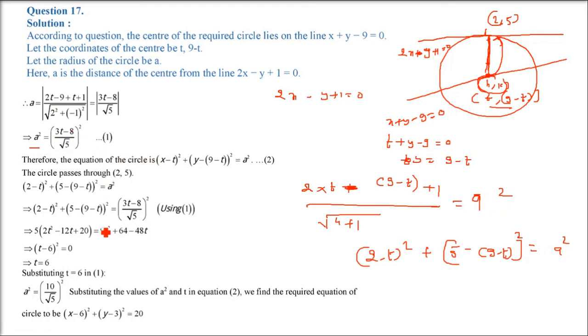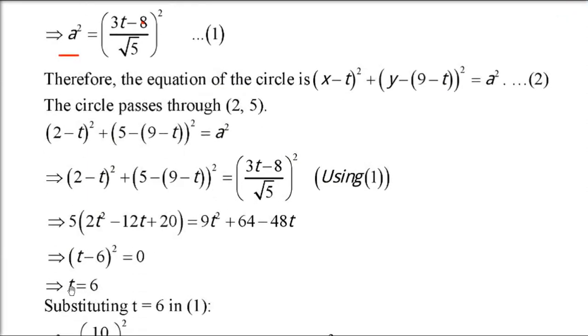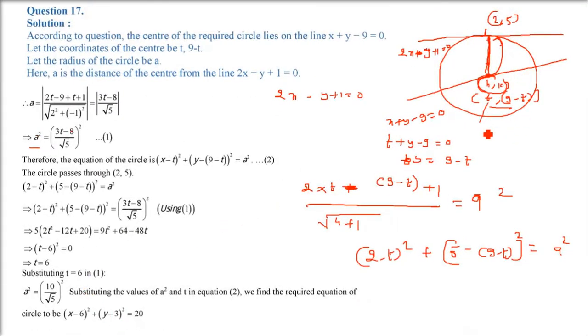So these two a square expressions you can compare. In both the first and second condition we are getting radius square, so just equate them and solve for t. It will be quite easy. It's evident from here, t will directly come as 6. So the center will be (6, 3), since 9 minus 6 is 3. So you have (x minus 6) whole square plus (y minus 3) whole square equals r square. Since t is known, put t as 6 in equation number 1 and you will get a square as 20. So this is the final solution.